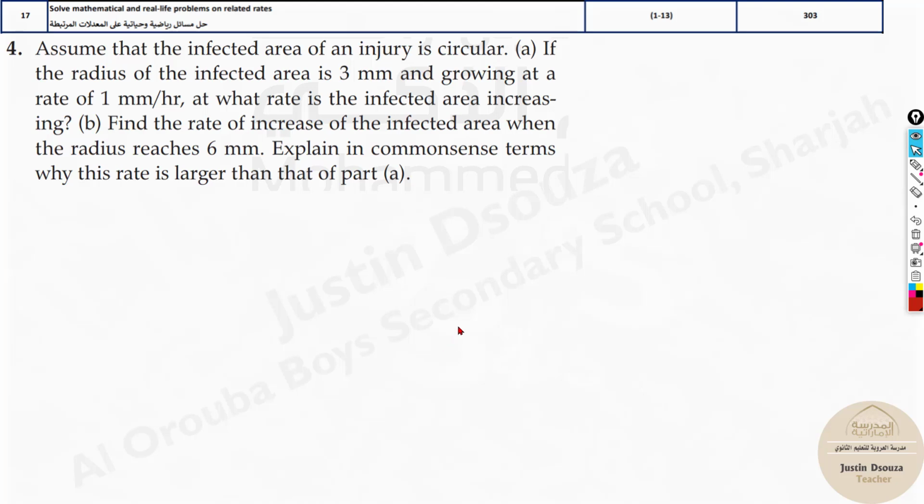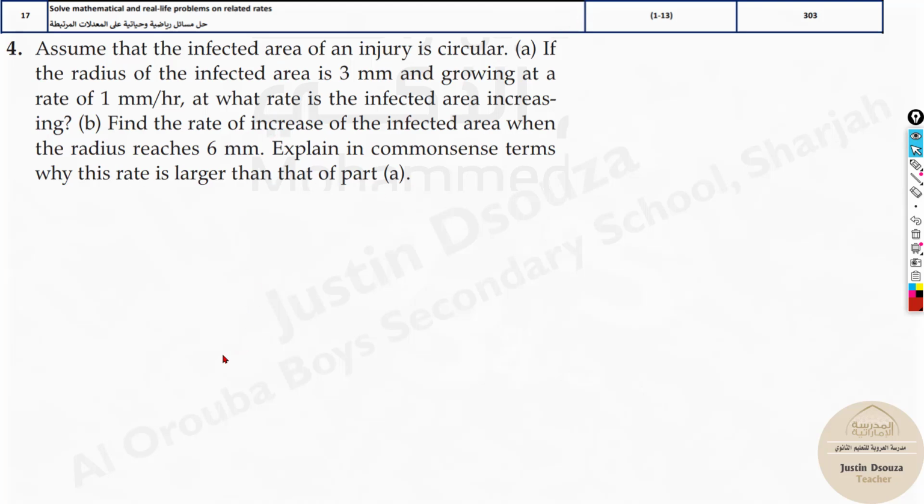Now there is another problem. Okay, this is also interesting. I'll quickly do this one. Assume that the infected area of an injury is circular. If the radius of an infected area is 3 mm and growing at a rate of 1 mm per hour, at what rate is the infected area increasing? That's part A. And find the rate of increase of the infected area when the radius reaches 6 mm. Explain in common sense terms why this rate is larger than the part A.